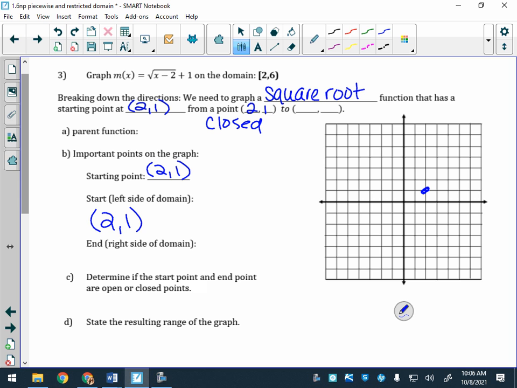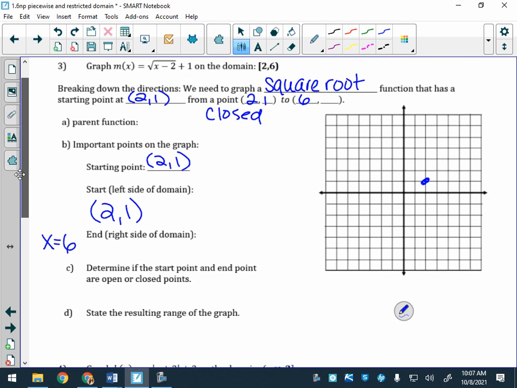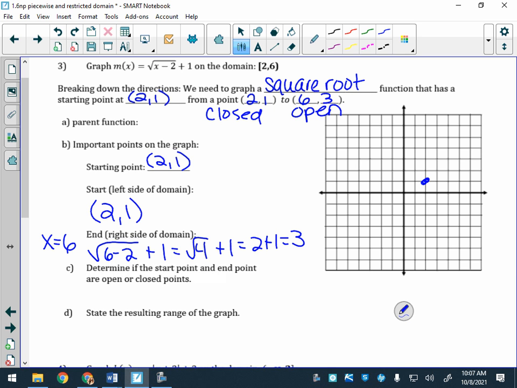And then they gave us the right side, which is 6, which is going to be, let's see what our y value is. Okay. Did you get a y value of 3? Yes. Okay, is that going to be 6, 3? Is that going to be open or closed? Okay, good. Okay, open, 6, 3.